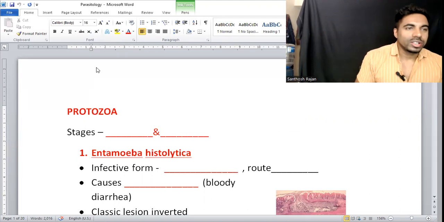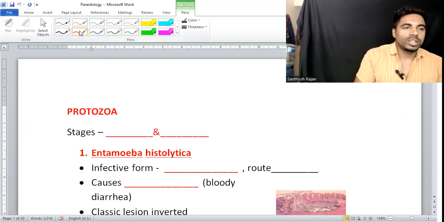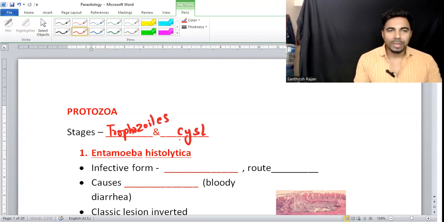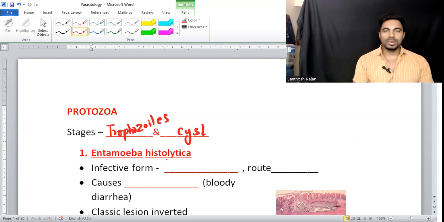So protozoa first. When you talk about protozoa generally, the two important things you will always notice are the stages. What are the two stages? Either it is trophozoite, or the other one is cyst. Cyst and trophozoite. Okay, common one. Now, the first one is Entamoeba histolytica.